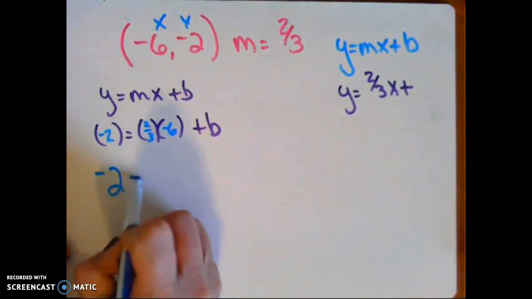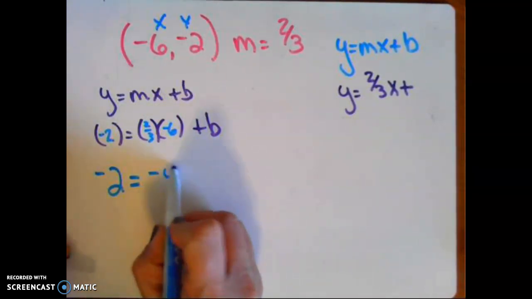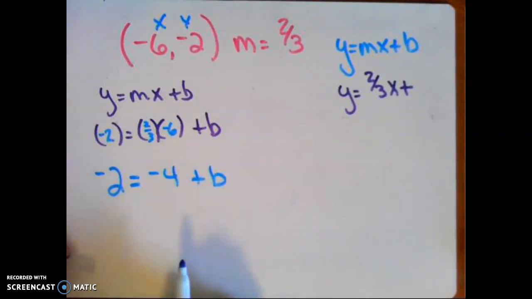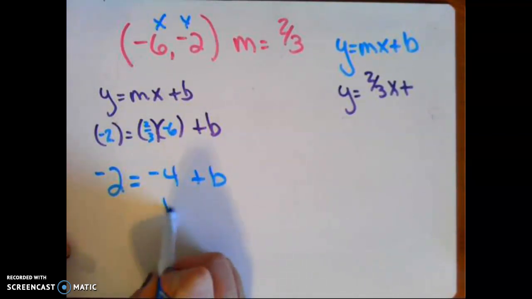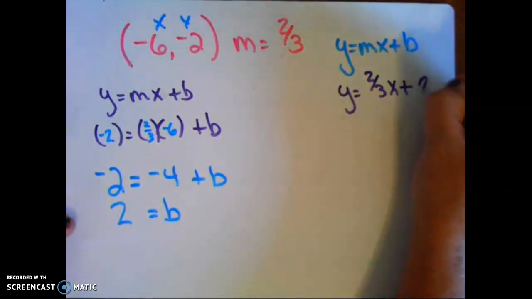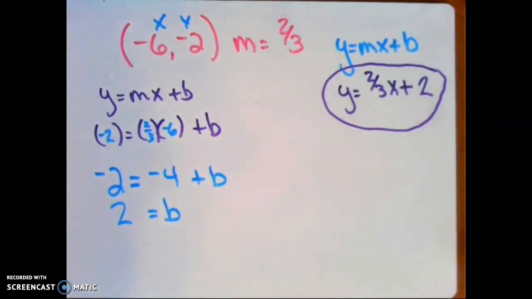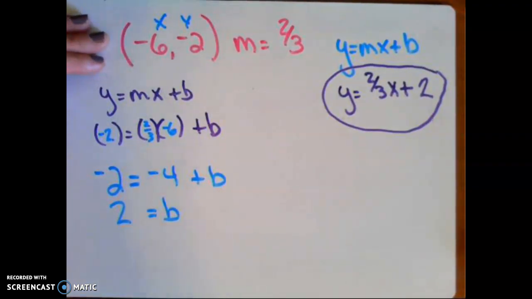So when I go ahead and start doing the work here, 2/3 times -6 comes out to be -4. And then when I add 4 to both sides, I end up with b equals -2. So now I can come over here and finish my answer and get the equation of the line that is passing through the point (-2, -6) and a slope of 2/3.